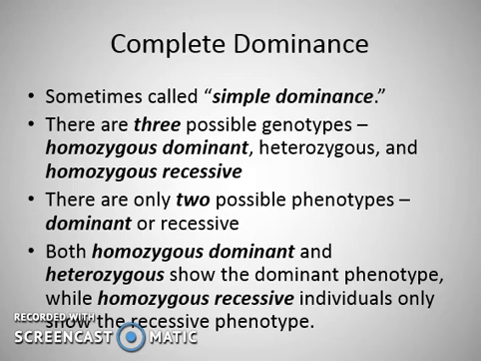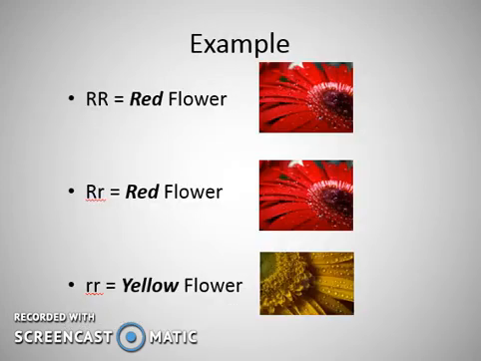Both the homozygous dominant and the heterozygous genotypes will show the dominant phenotype, while only the homozygous recessive individuals will show the recessive phenotype. Now here's what that means. For example, if we look at flower color, in the example at the top that's homozygous dominant, big R, big R. Let's say R stands for red, so that would be a red flower. In the middle, the heterozygous genotype, big R, little r, would also be a red phenotype, but only the one at the bottom, lowercase r, would show a yellow flower if lowercase r codes for yellow.